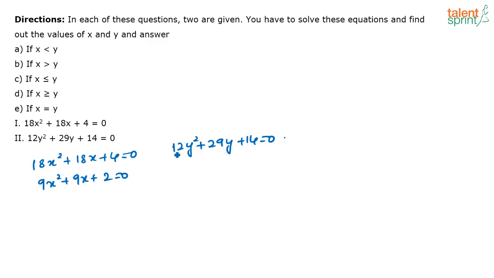Now, this equation has factors which will be big. So let us see how to solve it. This equation is very easy, we'll solve this first and come to this. Now here, what is the product of 14 into 12? The product is 168 and the sum of the two numbers is 29. So you have to find two numbers such that their product is 168 and their sum is 29.